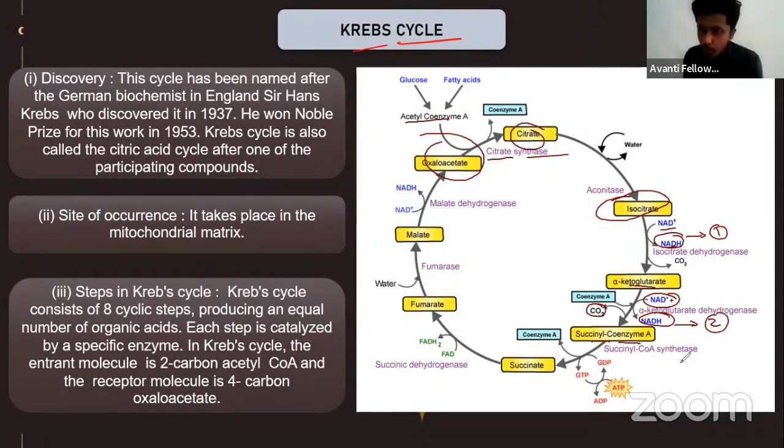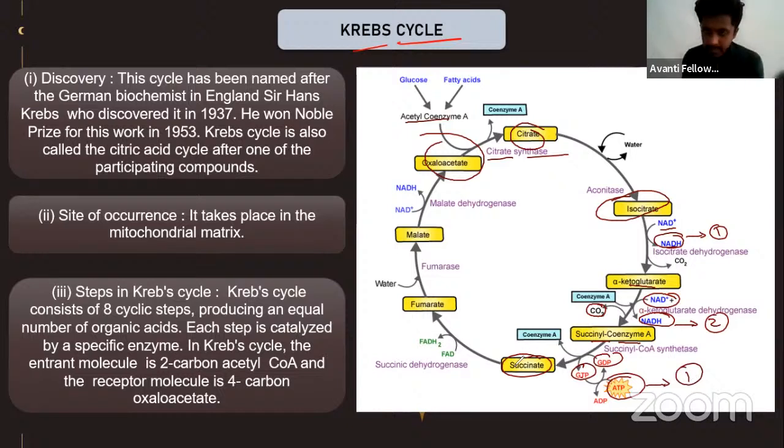All right. Next, what happens here? The alpha ketoglutarate was converted into succinyl CoA. Now, the succinyl CoA is converted into succinate. During this conversion of succinyl CoA into succinate, a molecule of GDP is converted into GTP, which is very analogous, where the GTP acts like ATP. Eventually one molecule of ATP is formed here.